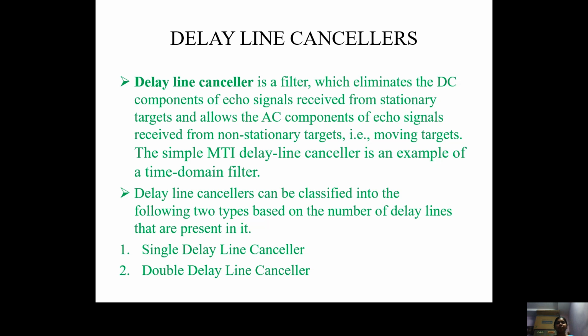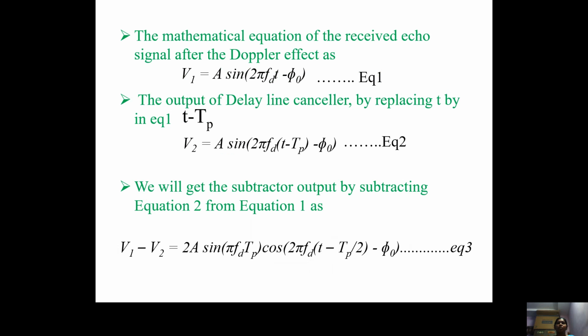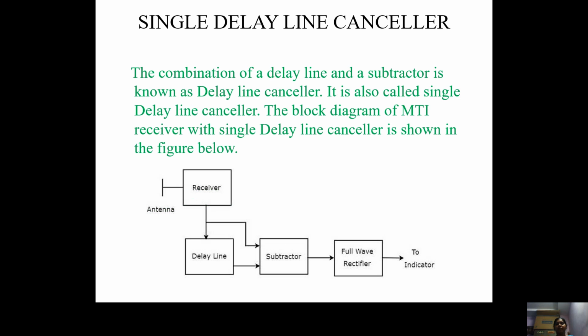If you look at the single delay line canceller, it is just the combination of one delay line and one subtractor. It is called a single delay line canceller since it contains only a single delay line block in combination with one subtractor. At the receiver, when the receiver antenna receives the echo signal, which is nothing but the Doppler frequency shifted echo signal, it is given to the delay line.